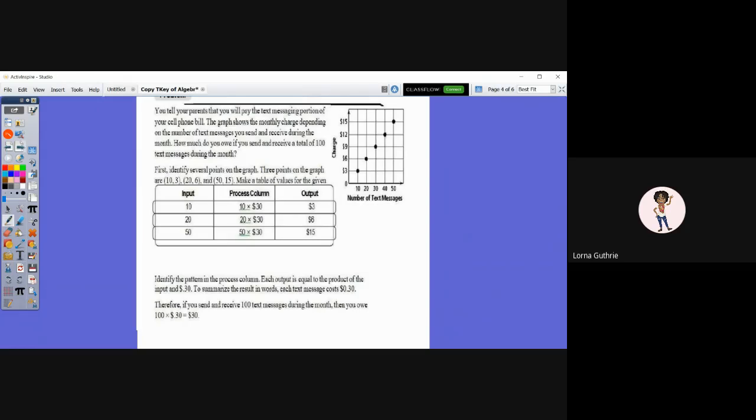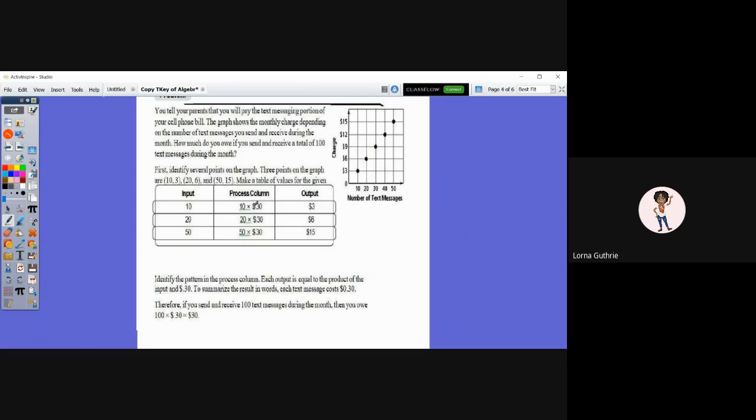Okay, so here we see a problem set that looks at a pattern. It's been graphed over here. So if you have 10 text messages, you're going to pay $3 for that. 20 text messages, $6. 30 text messages, $9. 40 text messages, $12. 50 text messages, $15. And then they put that in a table form for you. So we've transferred the graph to a table form.